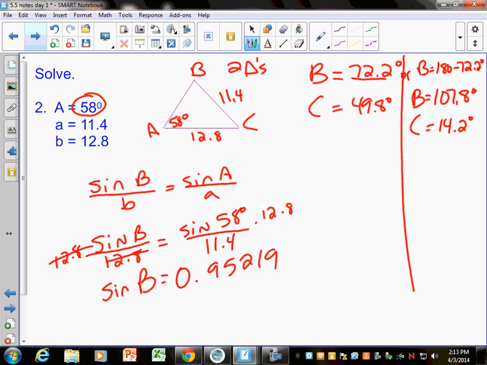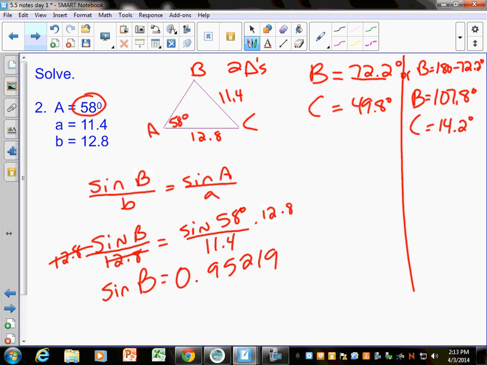If you had added A and B together and then subtracted and got a negative angle for C, can you have a negative angle in your triangle? No. That's how you throw it out and say there's no second triangle, because it's too big. It doesn't add up to 180.